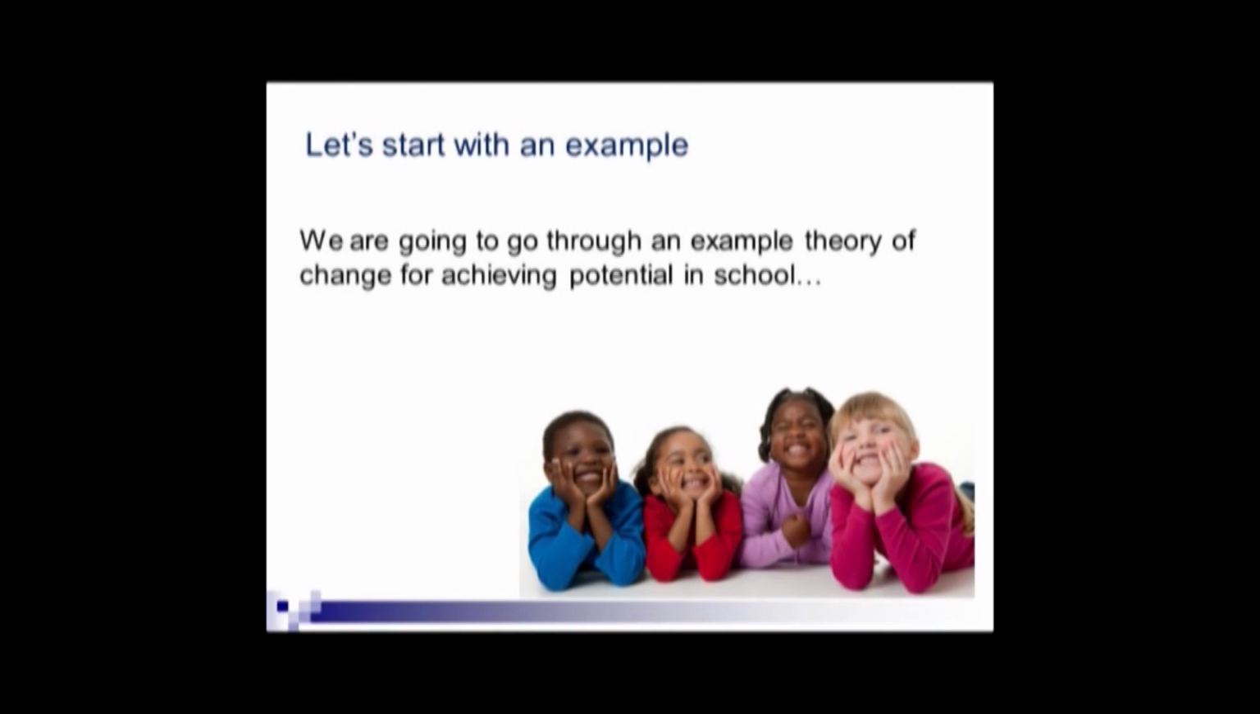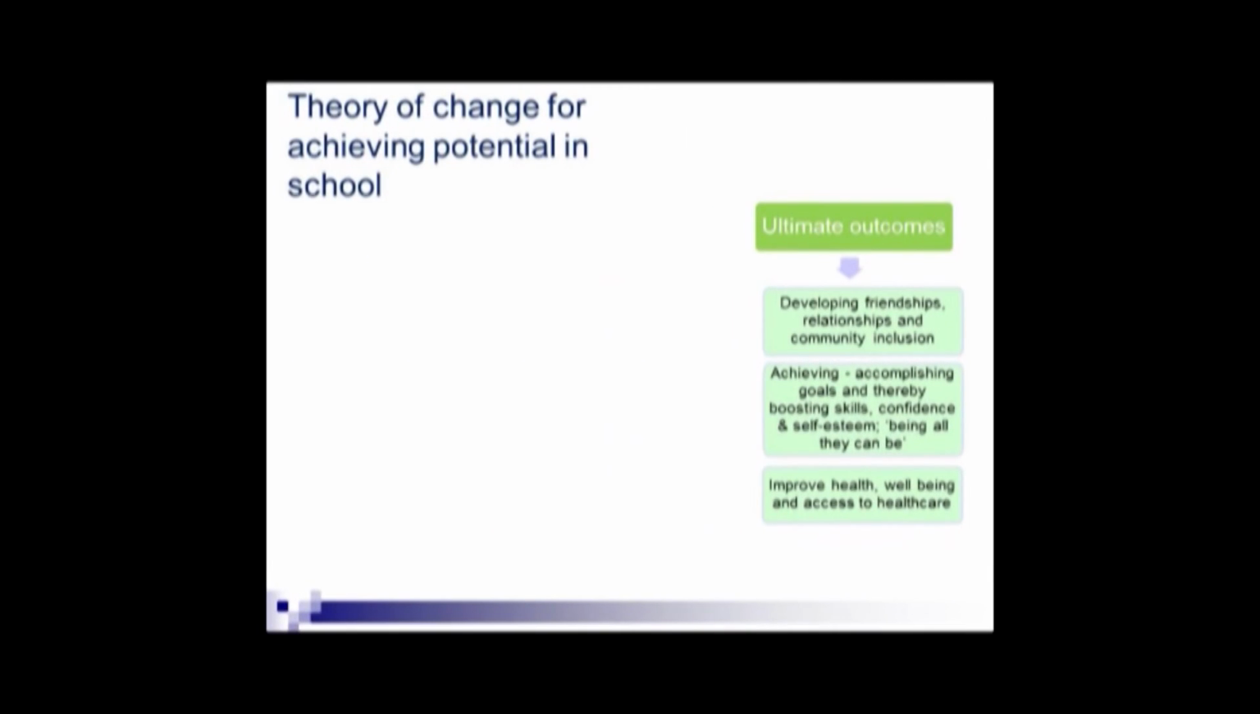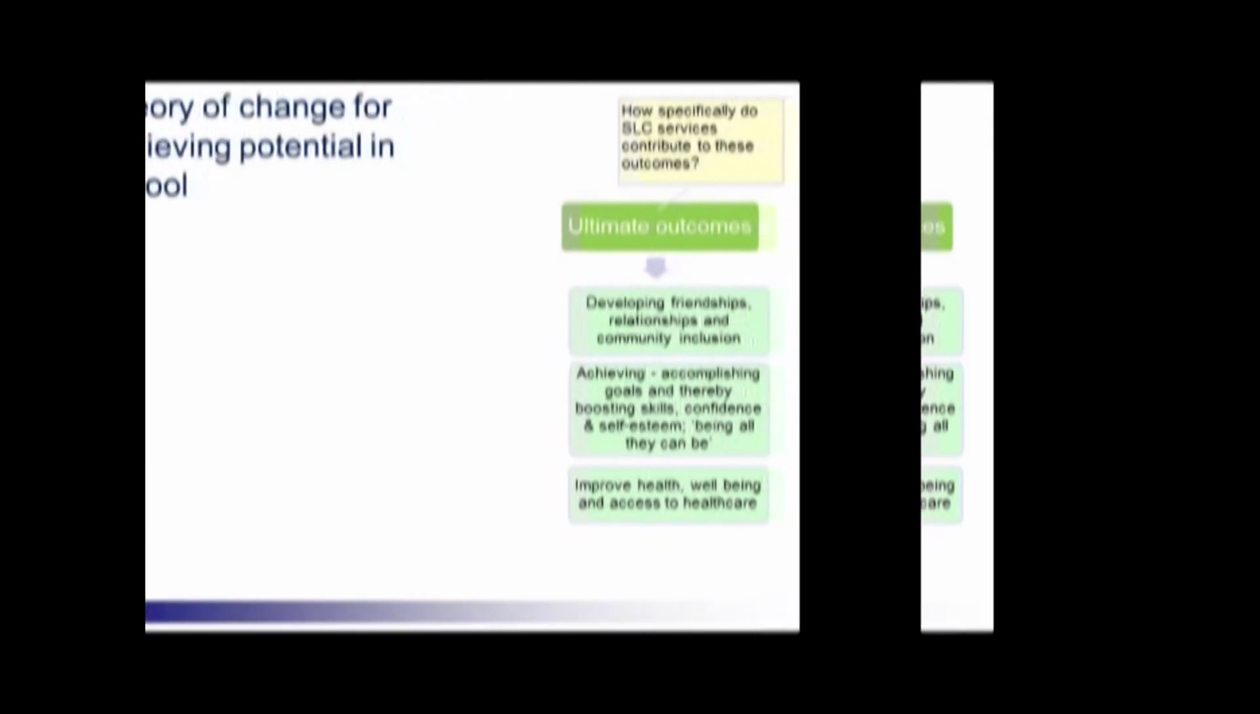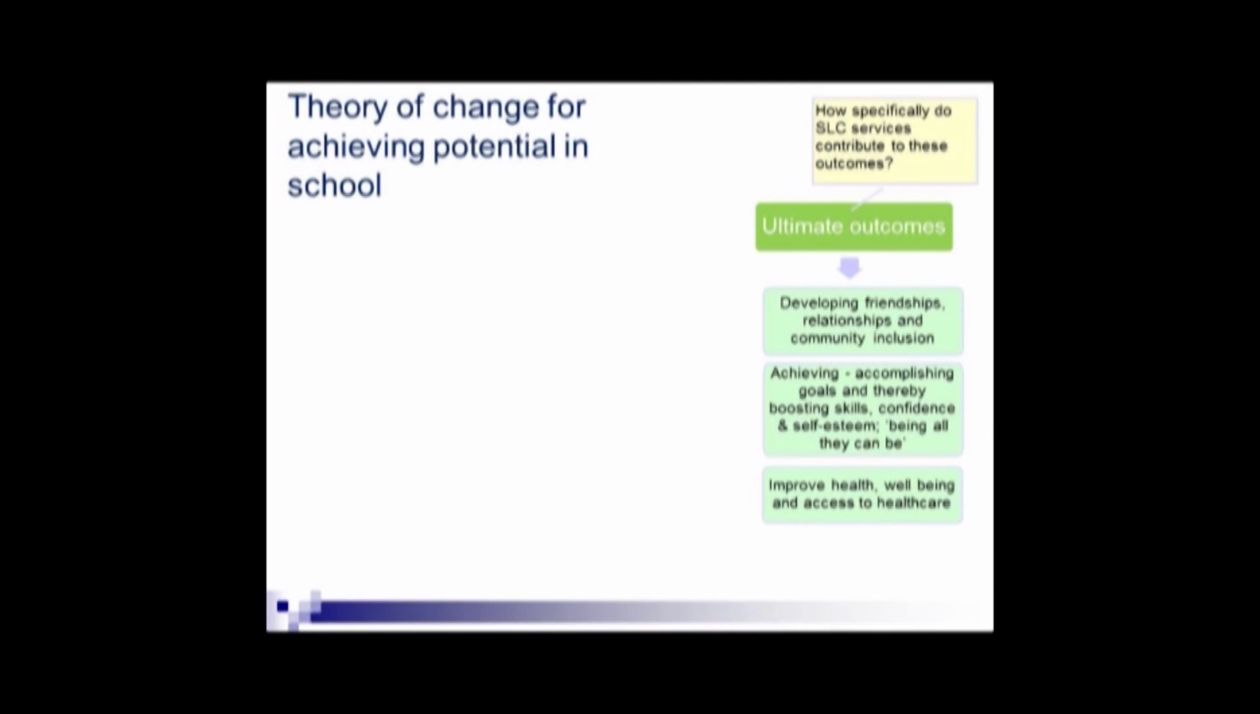Now I'd like to go through another example, but this time taking an example of a theory of change for achieving potential in a school. Okay, so if we look at the ultimate outcomes first, in a school environment, we're looking at ultimate outcomes which are about developing friendships, relationships and community inclusion, accomplishing goals and thereby boosting skills, confidence and self-esteem, and for the children being all that they can be, and also to improve health, well-being and access to healthcare.